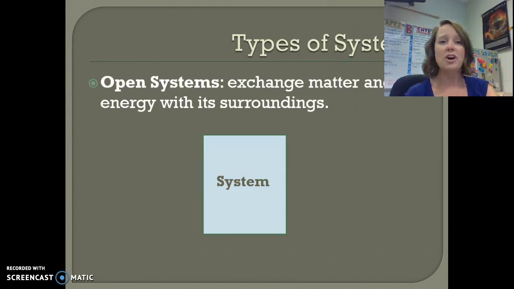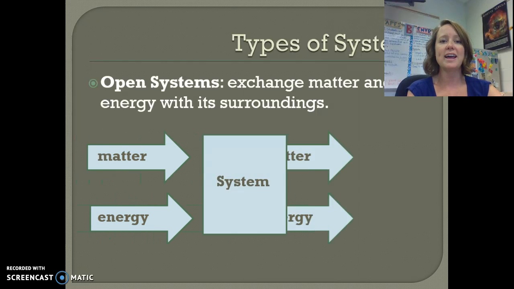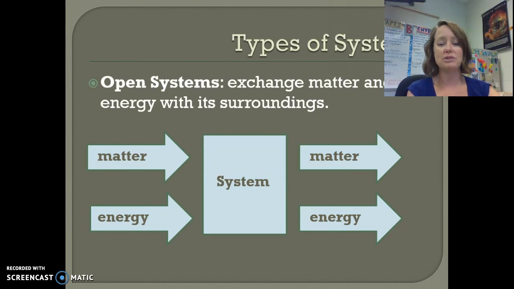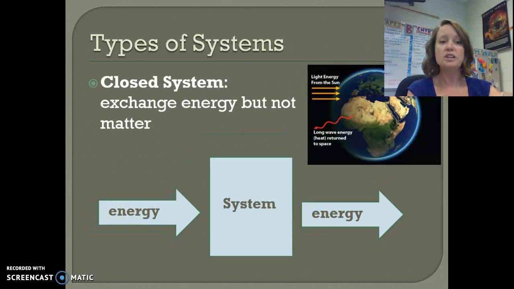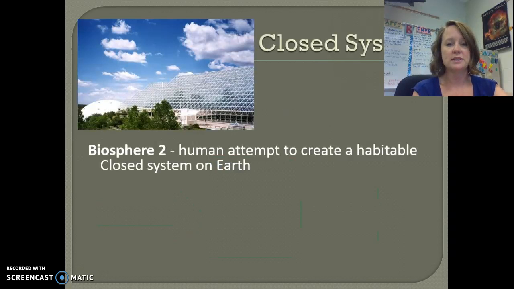All right, there are three types of systems. The first is an open system. An open system exchanges matter and energy with its surroundings. A closed system exchanges energy but not matter. An example of a closed system would be the Earth itself. We have light energy coming from the sun, and we have heat energy that's re-radiated by Earth. Most systems are going to be open systems.